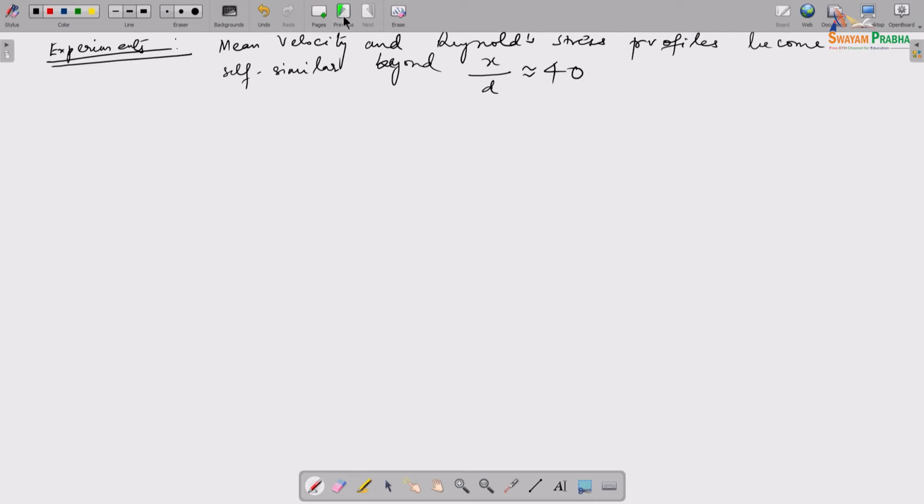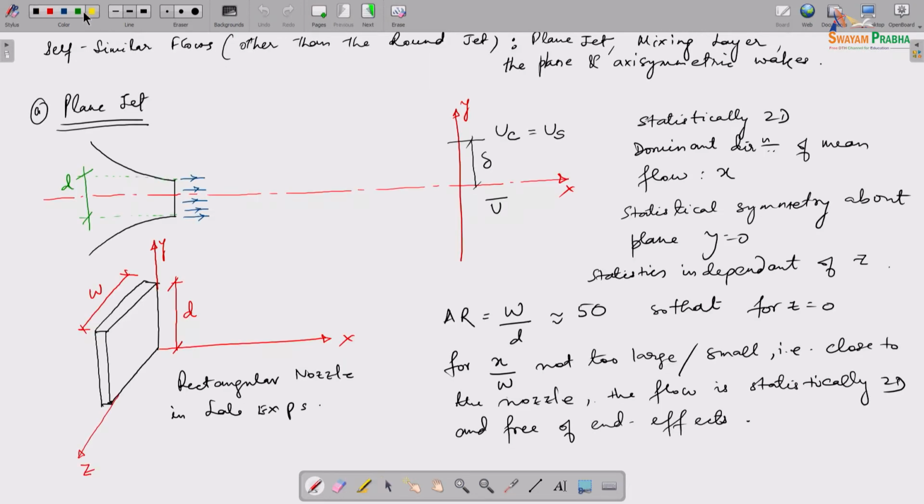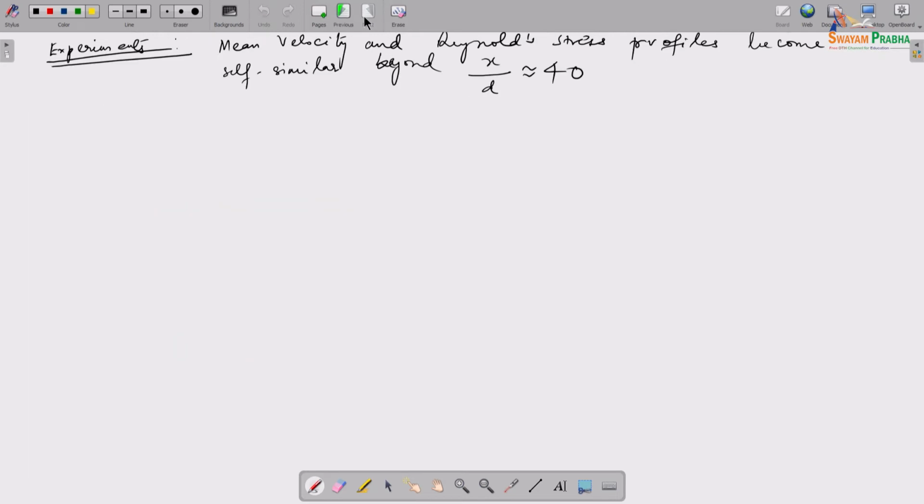So if I look at a distance somewhere along x here, this x is actually greater than 40 times the height or diameter of the nozzle. Okay, 40d. So this is the location, the place where the mean velocity profile and the Reynolds stress profiles become self similar, beyond x by d of 40.